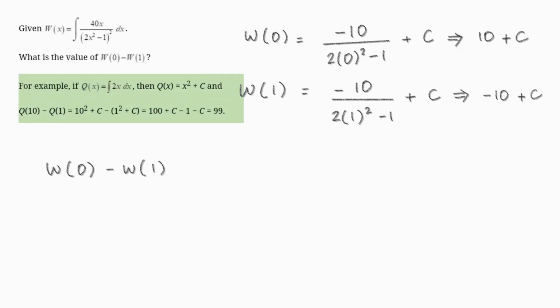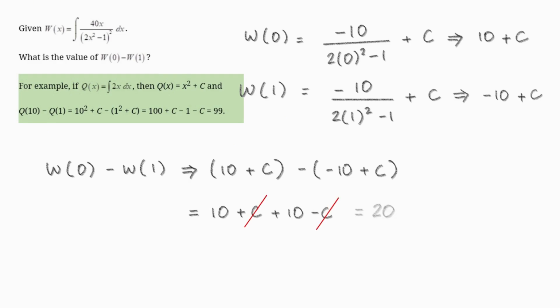So, w of 0 minus w of 1 equals the quantity 10 plus c minus the quantity negative 10 plus c. The c's cancel out perfectly. Therefore, 10 plus 10 equals 20.